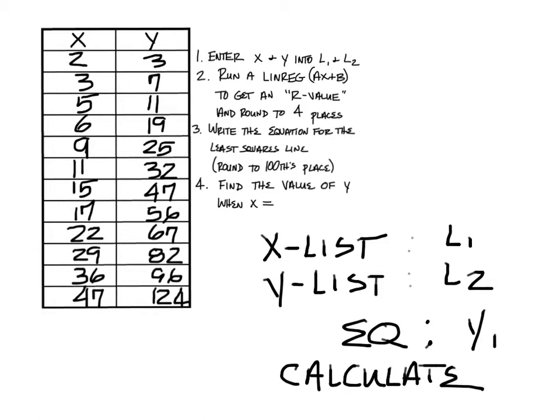If you want to get L1 in a certain spot, then you have to hit second 1. Notice there's an L1 above the 1 button. So you hit second 1 to get that in there. And then L2. I have to do commas and stuff. See, mine's not the same as yours. I have the silver edition. You guys have the 84 plus newer model.